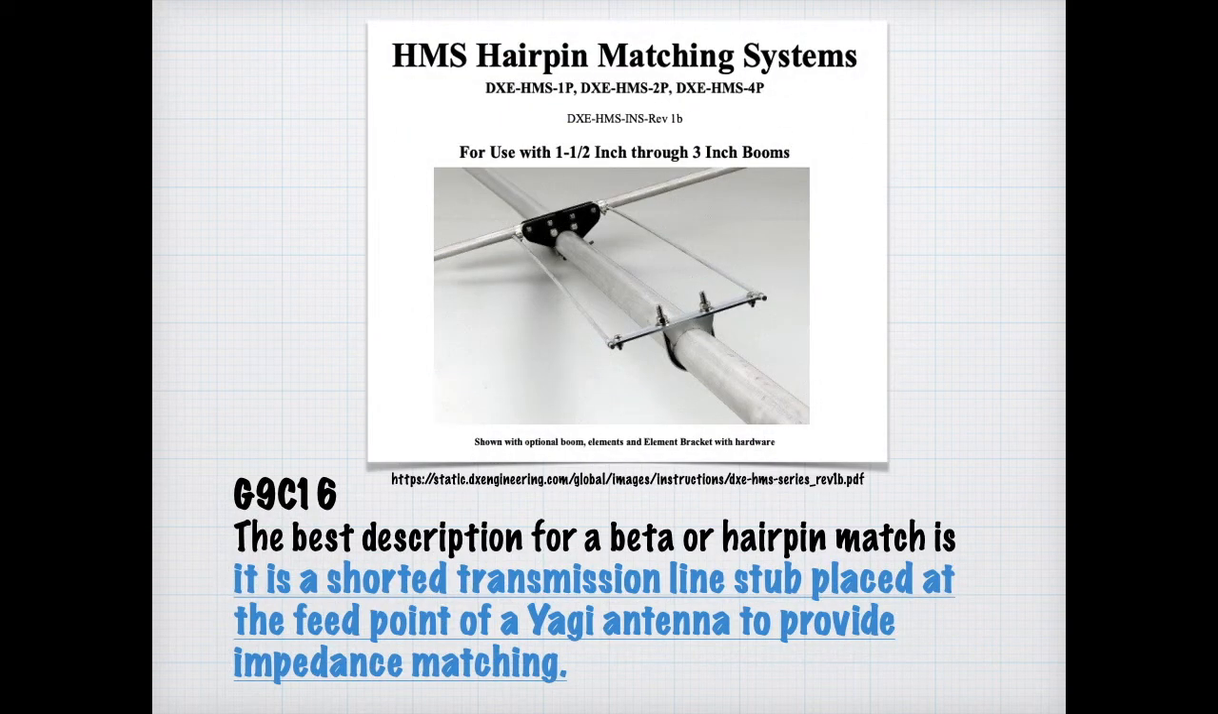Earlier we spoke of gamma matching, and now we're going to talk about beta matching. They're essentially the same and perform the same function. For the exam, you need to know that the best description for a beta or hairpin match is a shortened transmission line stub placed at the feed point of a Yagi antenna to provide impedance matching.